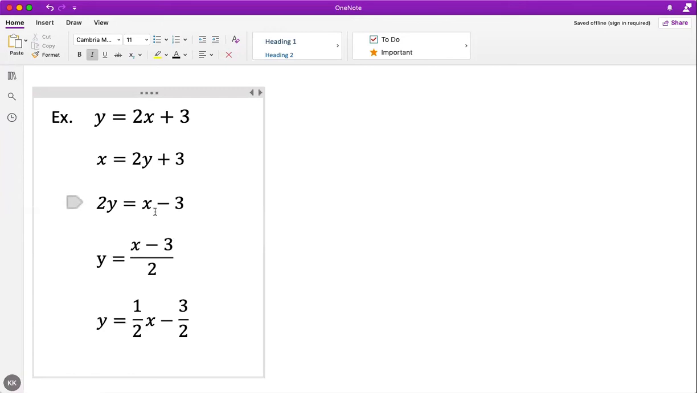Also, you can break up this fraction into two components. So you have y equals 1 over 2 x minus 3 over 2. This form is a linear equation as well. So we can conclude that the inverse of a linear function is also a linear function.